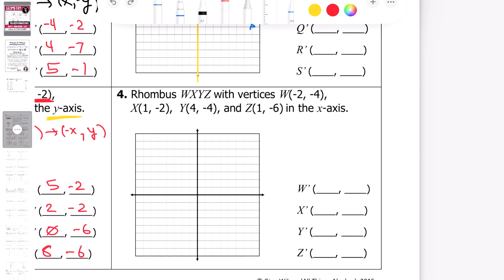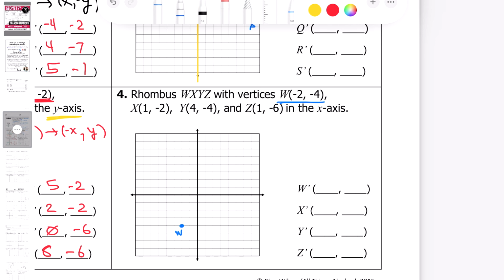Okay, so we're going to go through and do each piece here. So let's graph these ones. So I have W. I'm going to go left 2 and down 1, 2, 3, 4. And that'll be W. And this is a rhombus. And if you don't know a rhombus shape, it's a diamond. And we'll see that here in just a moment.